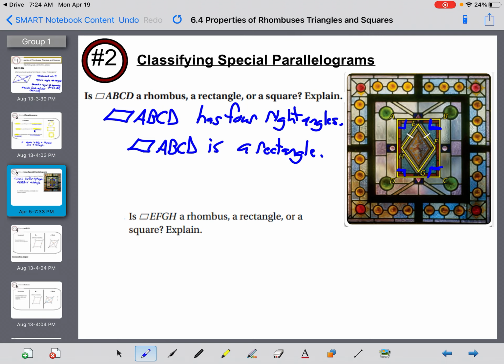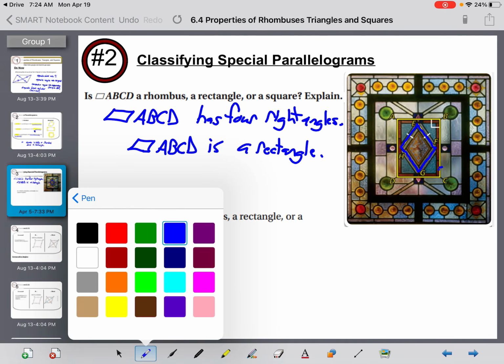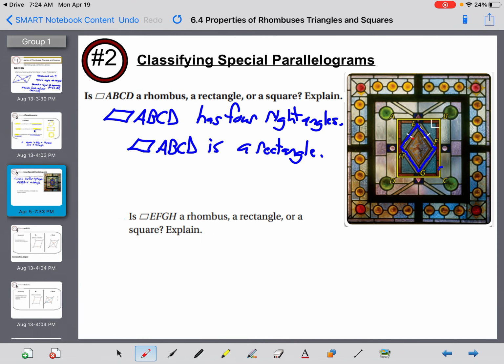Is EFGH a rhombus, a rectangle, or a square? Explain. Well, if we look at EFGH, that's the one in the middle, right here. And what they're showing in this picture is that this side and this side are the same. Well, what that means in a parallelogram is that these sides must also be the same.